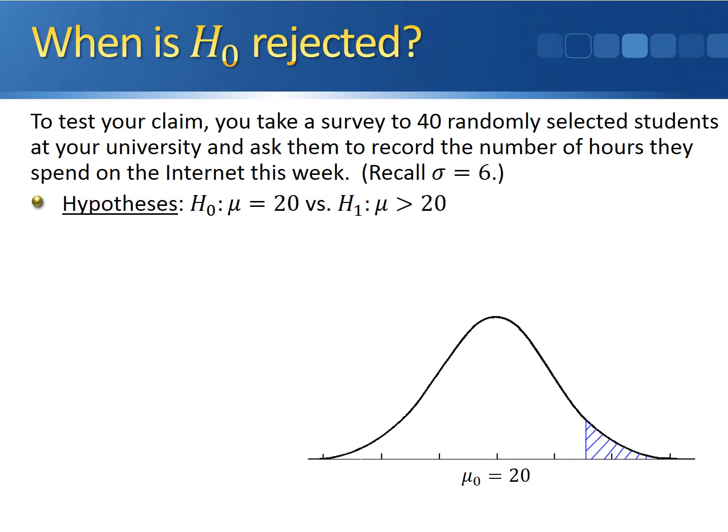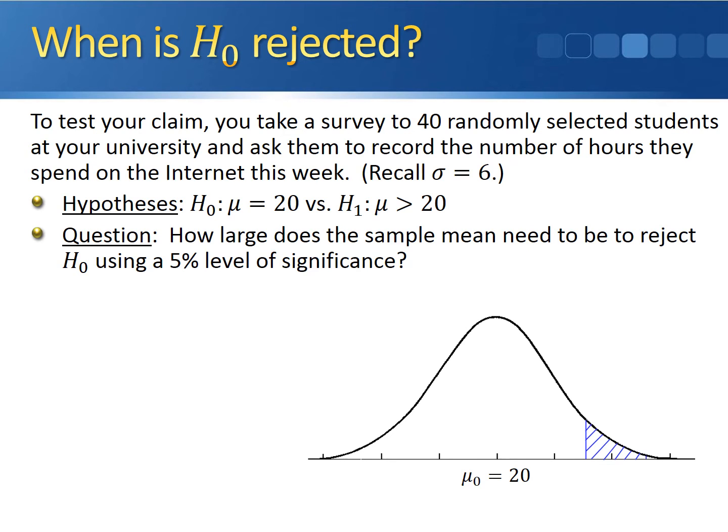Next, we'll use this z-score to solve for the value of X bar that will allow us to reject the null hypothesis. We want to know how large the sample mean needs to be to reject the null hypothesis at a 5% level of significance. Basically, we need to know what value is 1.645 standard deviations above the hypothesized mean of 20.